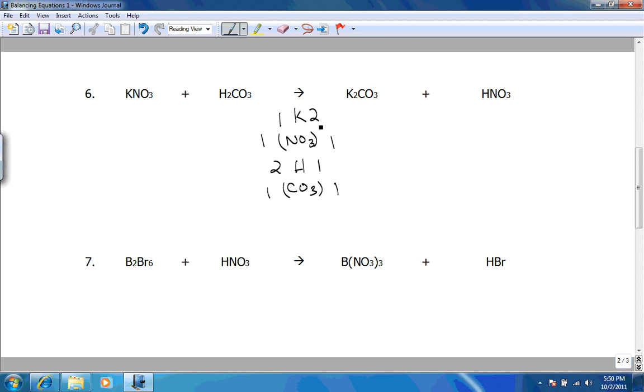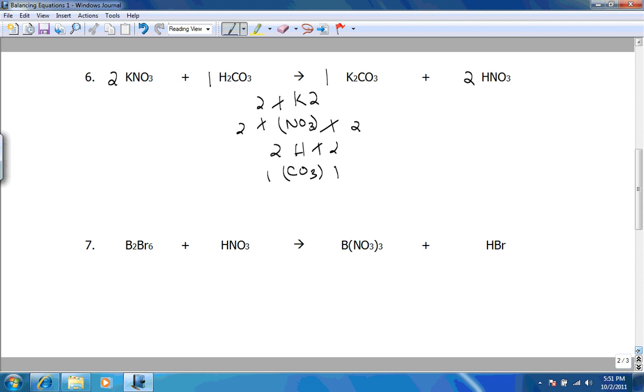So, top, potassium is 2 on this side. It's only 1 on this side, so we're going to multiply the whole thing by 2. Which means that the potassium's 2, but also that nitrate there is also 2 now. So now we have 2 nitrates on this side and only 1 on this side. So we're going to multiply that side by 2. That makes that 2 now, but it also changes that hydrogen to 2. Which is a good thing because now that's balanced. And carbonate is balanced. So there's your answer for that one. Remember, there are invisible ones here that you're not seeing.